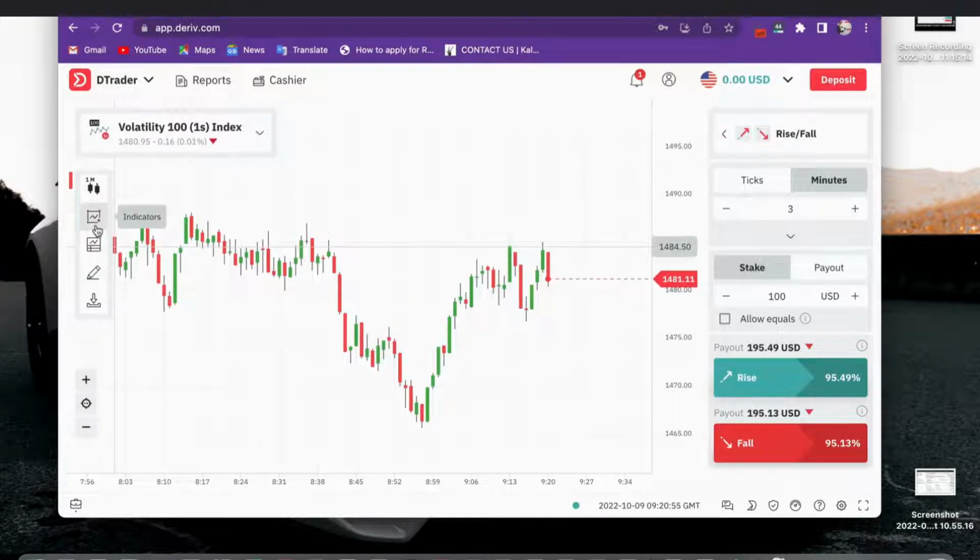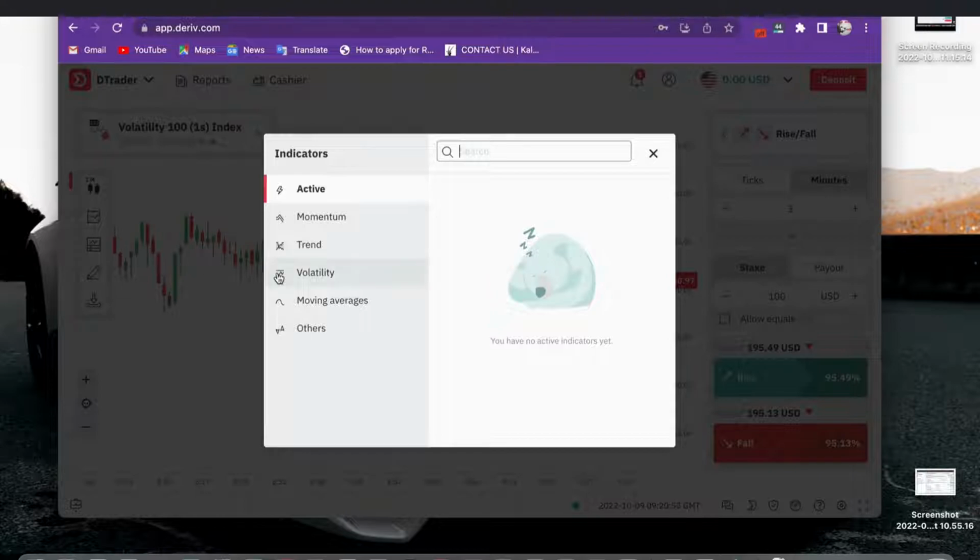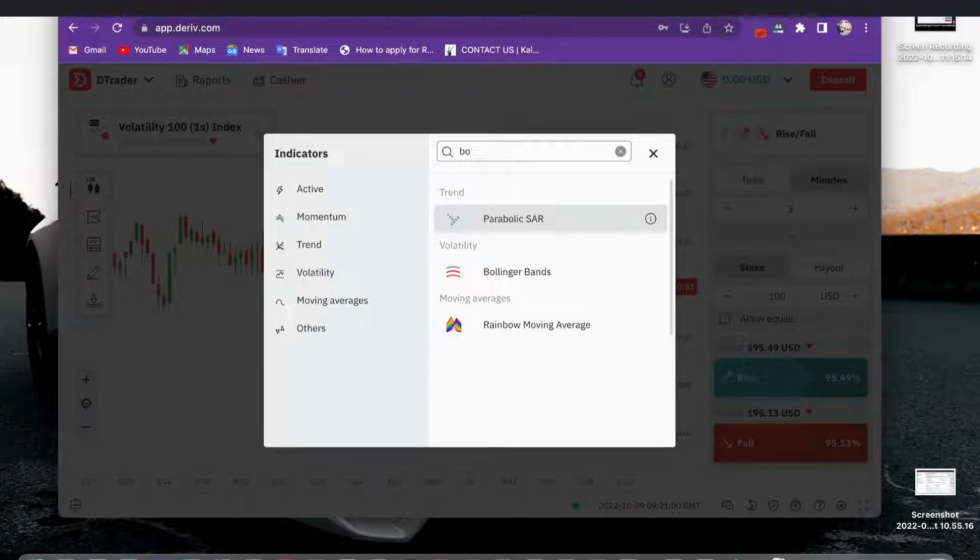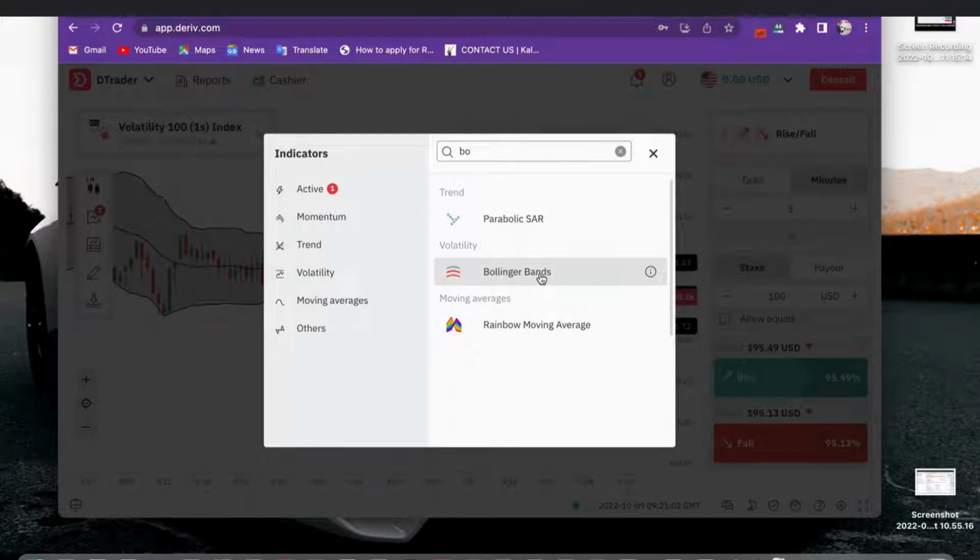And then here are the advantages of doing this. You can come here and use indicators like Bollinger Bands, of which I myself prefer this one.